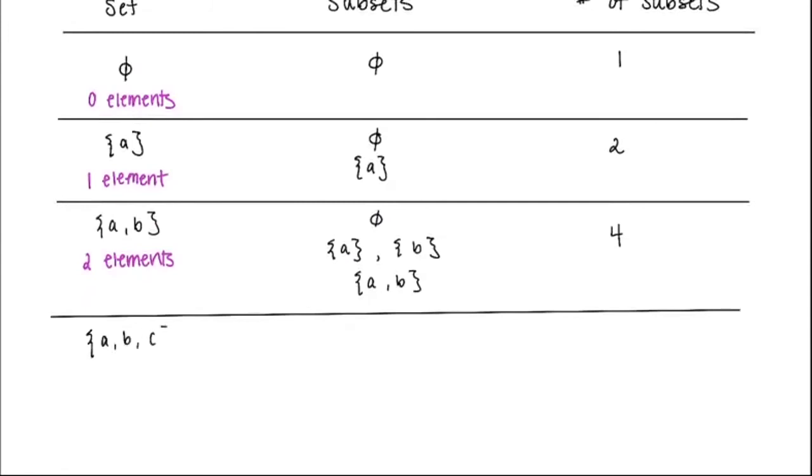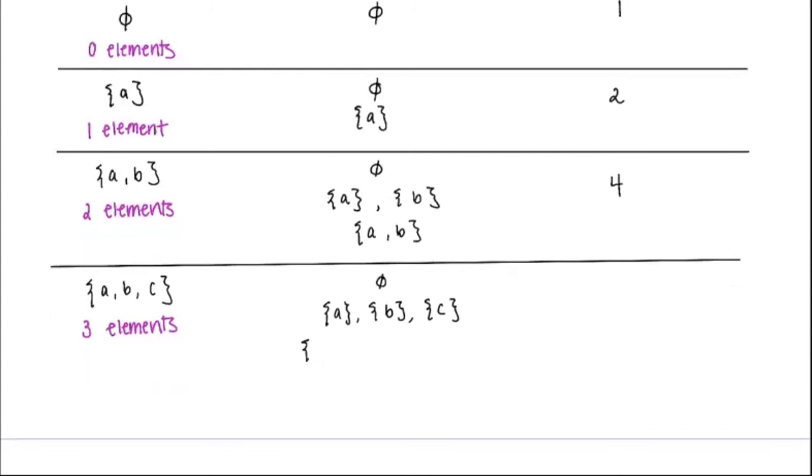Let's do 3 elements. Still got the empty set. Then we've got the set A, B, and C separately. So every element in here is an element here. Every element here is an element here. Every element here is an element here. So that's my one element subsets.